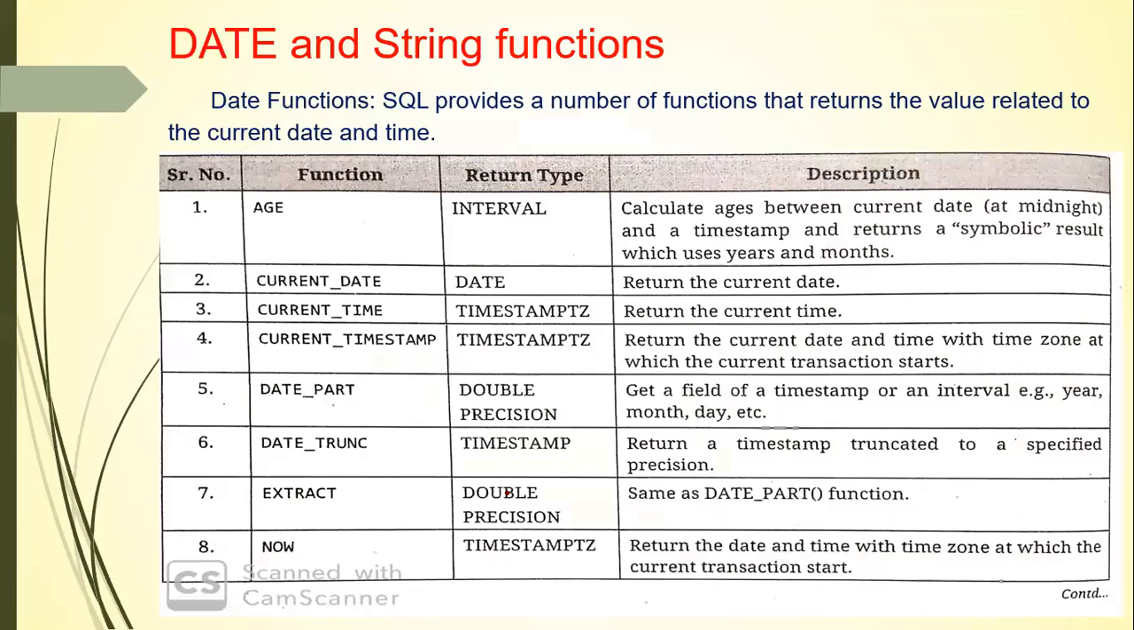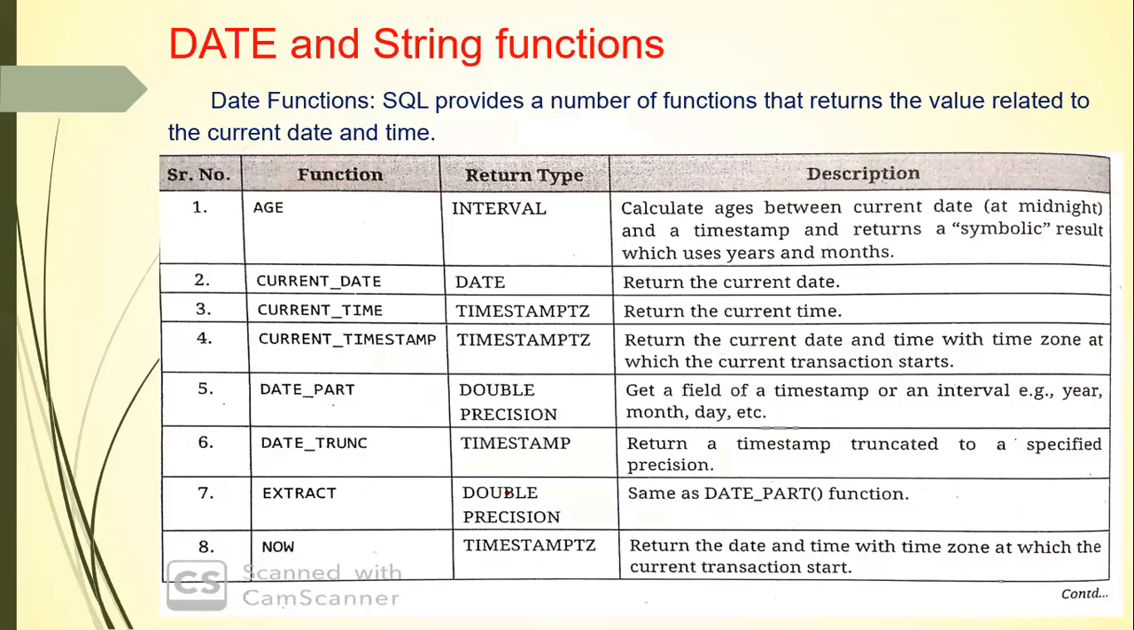Now next point we have to discuss, that is the date and string functions. There are different types of functions we have to use in case of a SQL language. Okay, now we have some built-in functions provided by the SQL language, and we directly use them in your data processing. Okay, now date functions, that is the SQL provides a number of functions that return the value related to that of the current date and time. If you want to display the date, if you want to access the particular date, accordingly we can consider that particular functions.